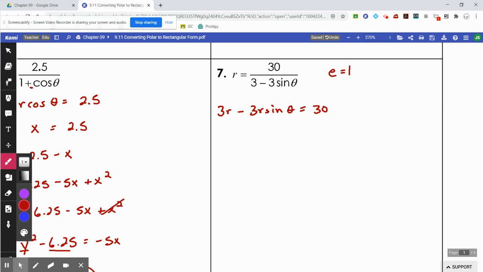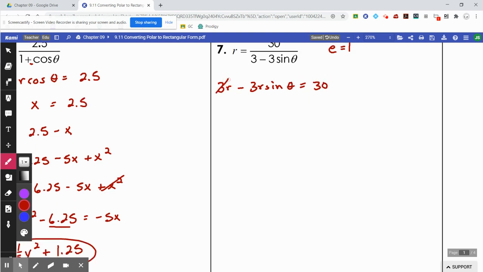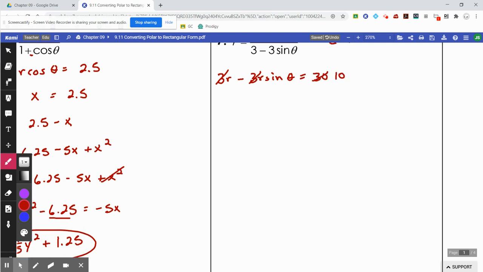Now, I don't like all those 3's. Everything's divisible by 3, so you can actually go through and divide everything by 3, and that will equal 10 then. My r sine theta, again, you can replace with y. So you have r minus y is equal to 10. So therefore, r is equal to y plus 10.